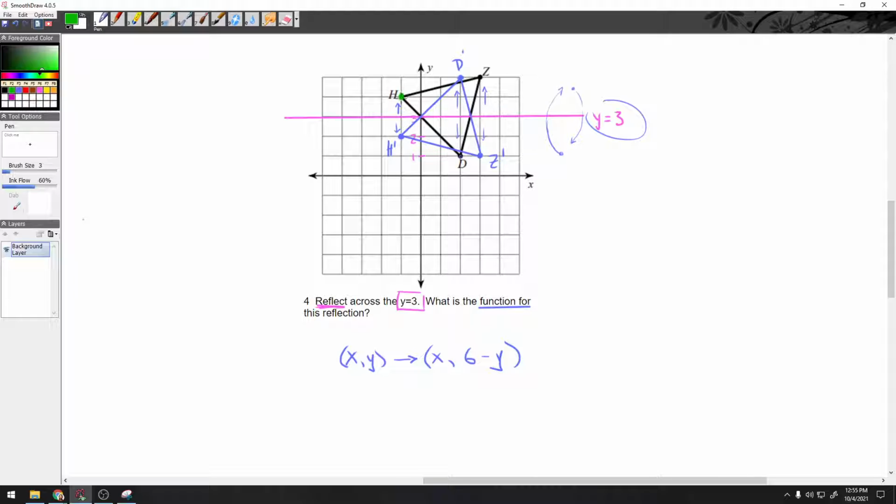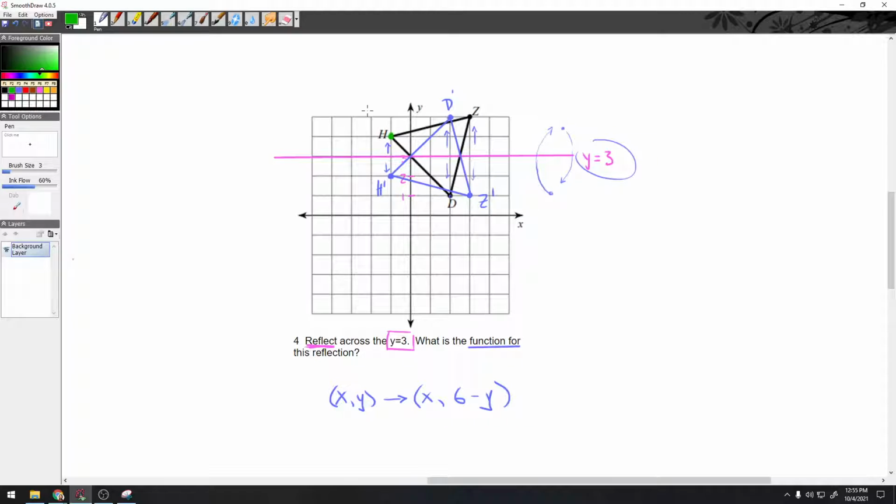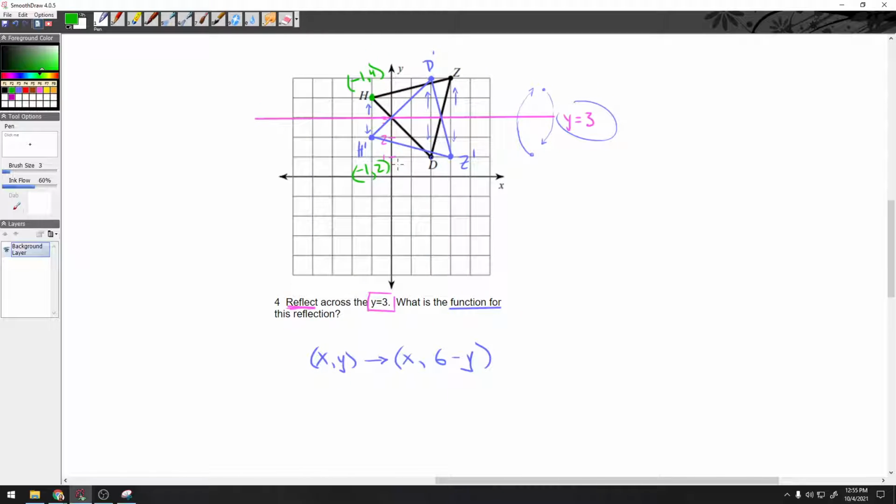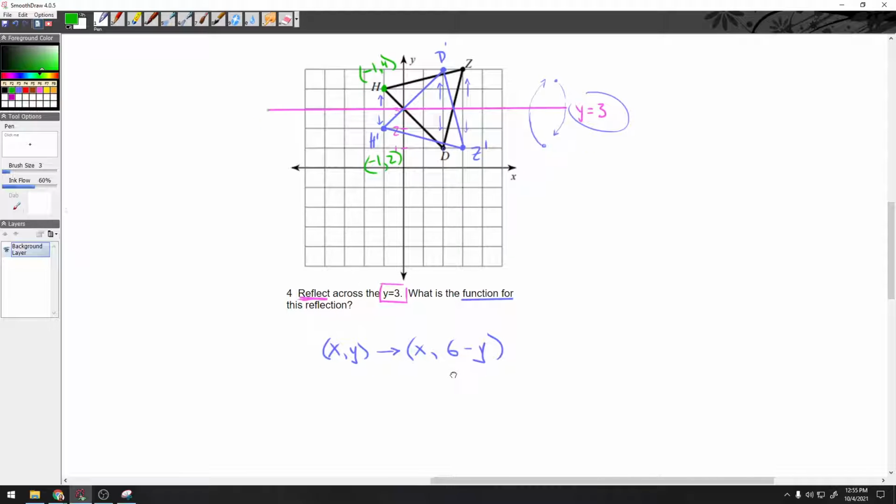So right here, this dot is located at -1, and then it's up 1, 2, 3, 4, so -1 comma 4, and it's going to flip to be at -1 comma 2. And I just want to double check and make sure that that actually works in my equation here.